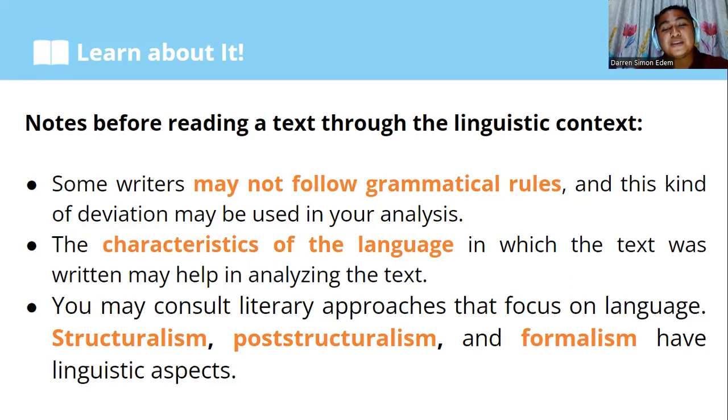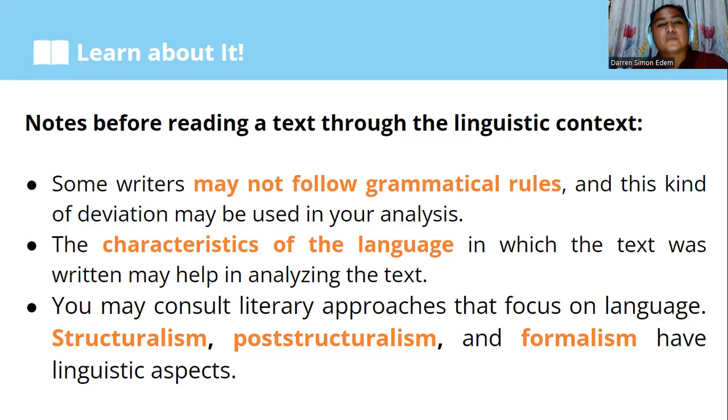And this is a deviation that we can use in our analysis. We need to understand that authors or writers will not always coincide with grammatical rules as they are given, their artistic freedom. The characteristics of language in which the text was written may help us in analyzing the text. So we also need to become well versed in terms of language. And most of all, there are different literary approaches that a particular language may be focused on.